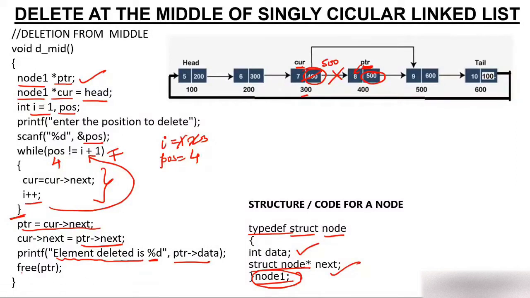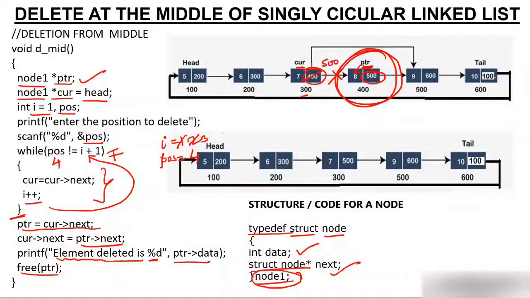And after that, what I'll do, I'll free PTR. Free is a dynamic memory deallocation function which deletes the memory. So it will delete PTR. The moment I free PTR, it will get deleted, and finally the structure will remain like this now. In this structure, 8 is no more, and the structure is looking something like this. So this was the coding of how to delete a node at the middle of a singly circular linked list, which is exactly the same as for a singly linked list.